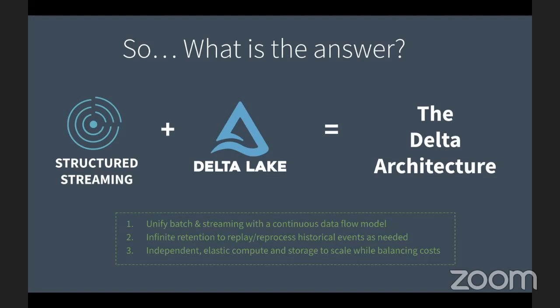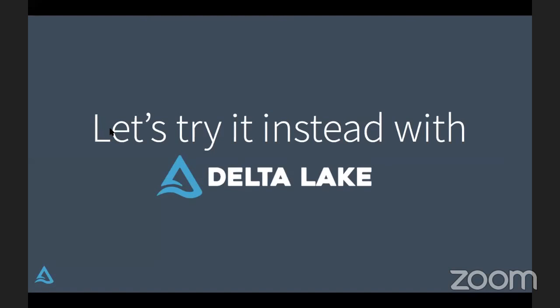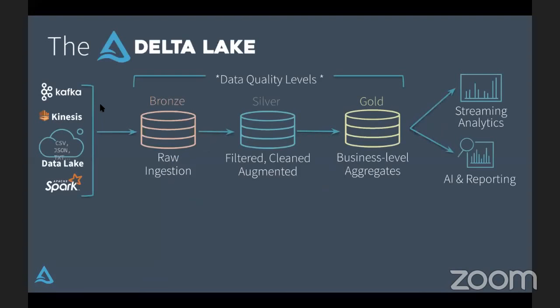And you can actually have independent elastic compute and storage. They can scale independently from each other, so that way you can balance costs, right? That's actually how we want to do this. So let's try this concept all with Delta Lake instead, right?